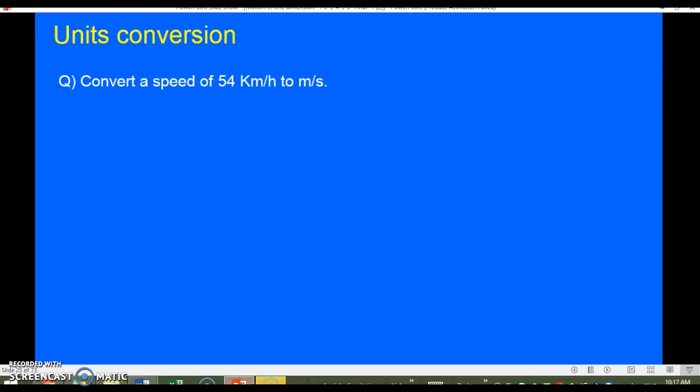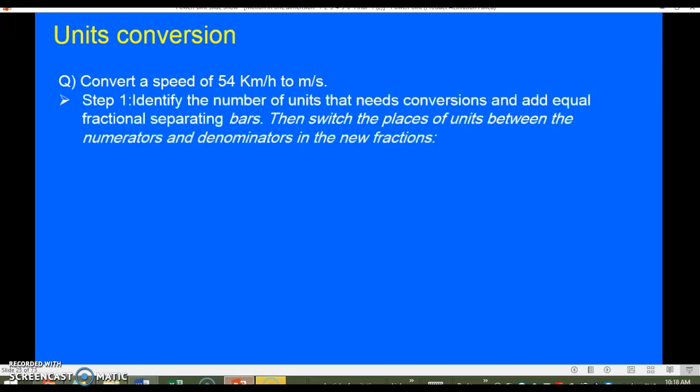Units conversion. Convert a speed of 54 km per hour to meter per second. Step 1 is identify the number of units that needs conversions and add equal fractional separating bars. What do I mean by this?